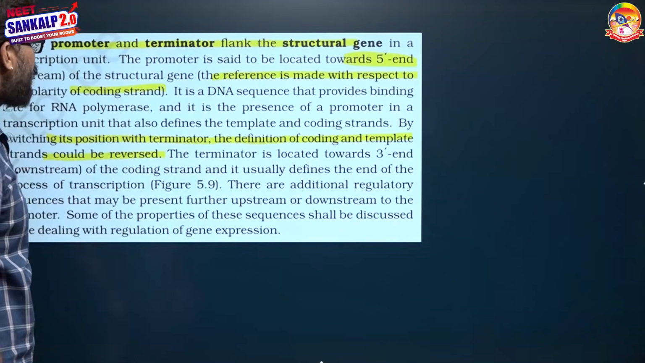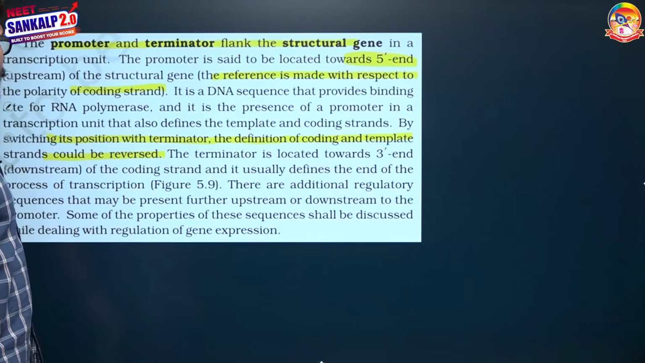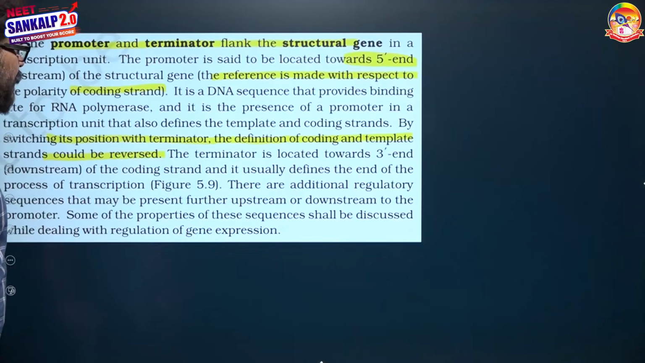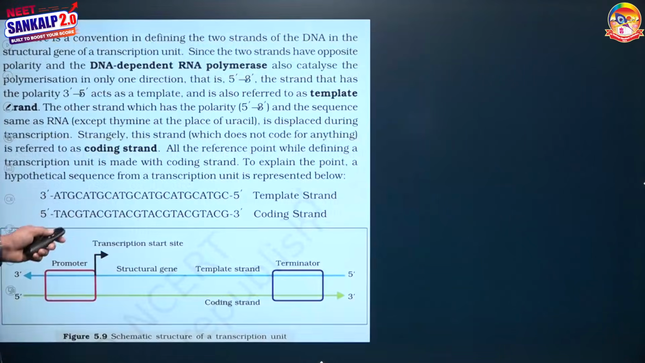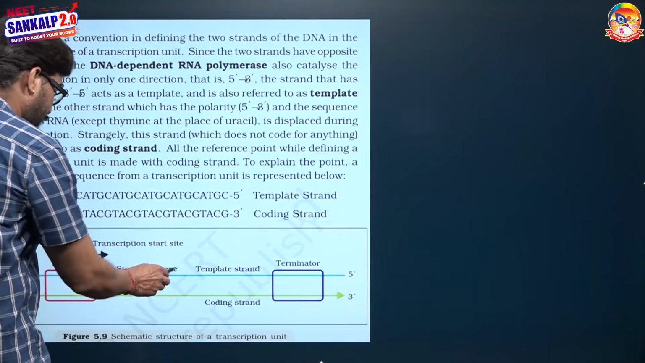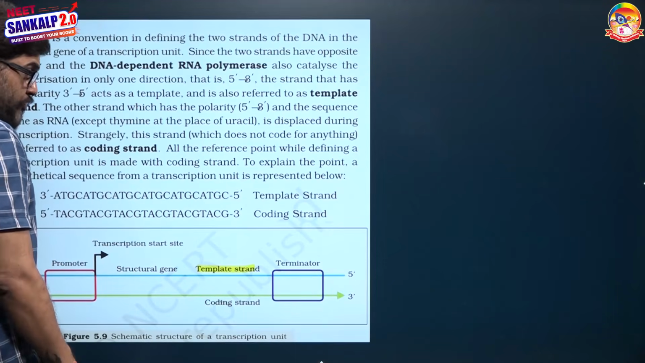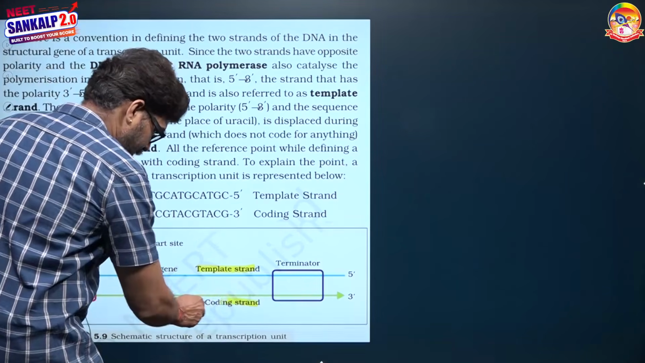I already told you, the promoter is a DNA site that provides the binding site for RNA polymerase, and it is the presence of the promoter in the transcription unit that also defines the template and coding strand. This is the diagram of the transcription unit. Remember, the strand which takes part in transcription is known as the template strand, and the strand which is not taking part is known as the coding strand.